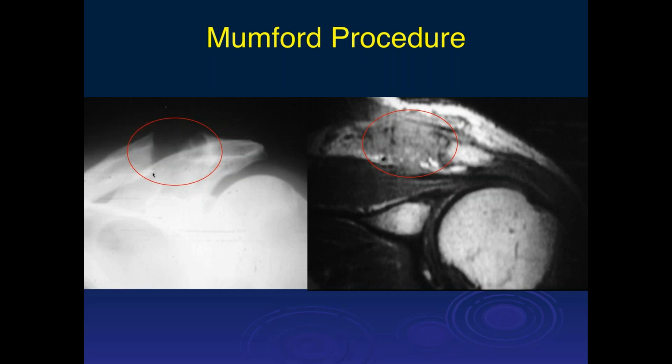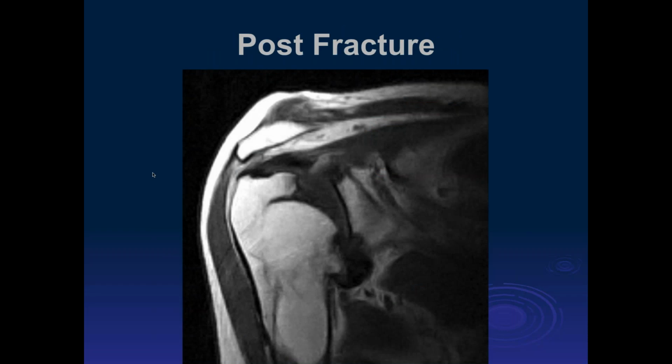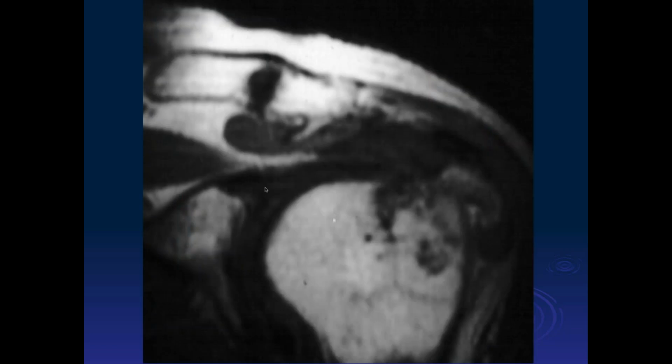Okay, and then here's someone who had a previous fracture, and you can see where there's impingement here due to the abnormal bone morphology, because the fracture healed non-physiologically. And here's another example where we can see a post-traumatic osteophyte in a patient who had impingement from the abnormal bone morphology.